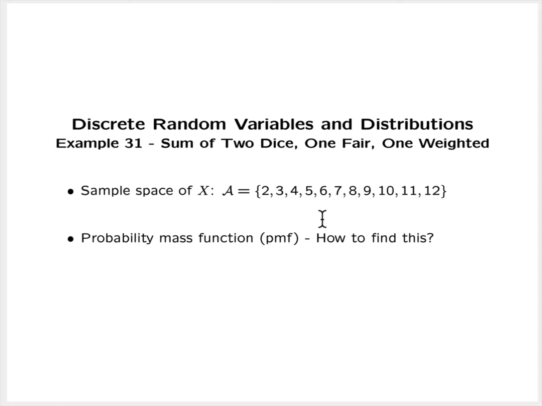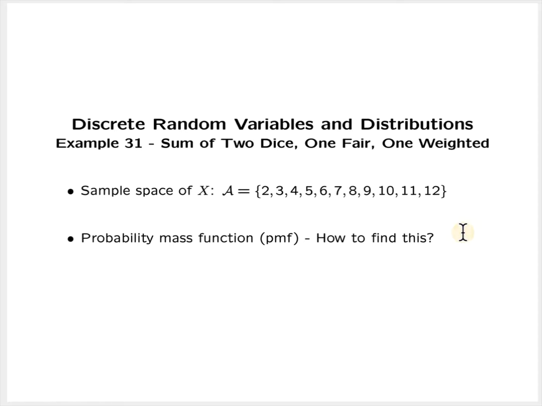So the set of possible values that can be taken on by the random variable are again what they were in the previous example, the integers 2 through 12. And so the question is, how do we find the PMF? Now remember that the PMF is a function f that assigns or determines or provides the probability associated with each of these values in the sample space. So the question is, how do we find this?